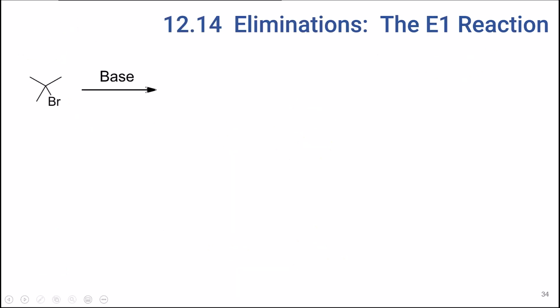In the E1 reaction, this is similar to an SN1 reaction where we have the elimination happening where it's unimolecular. The rate is dependent on the formation of the carbocation again. And the base here is usually a weak nucleophile.